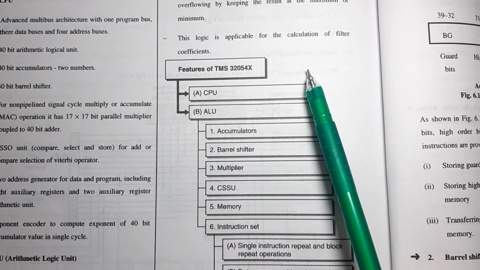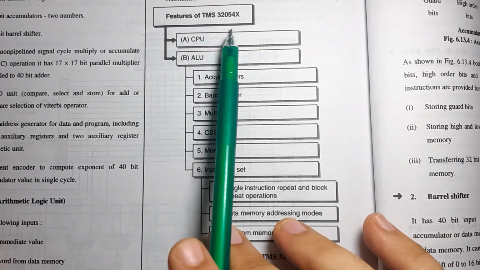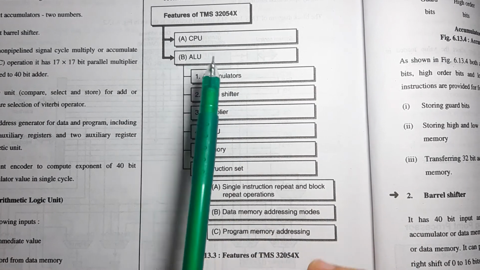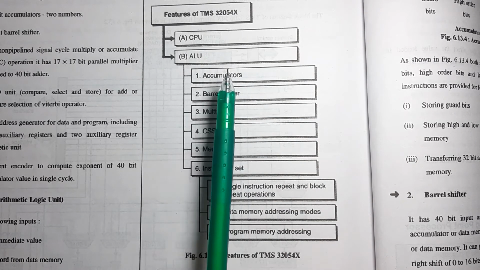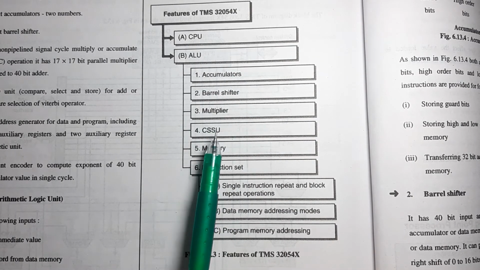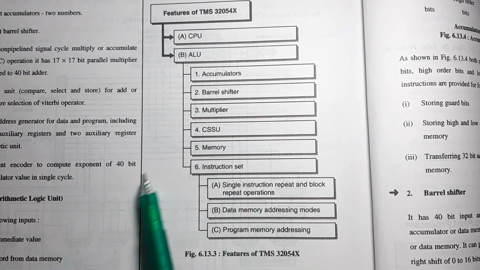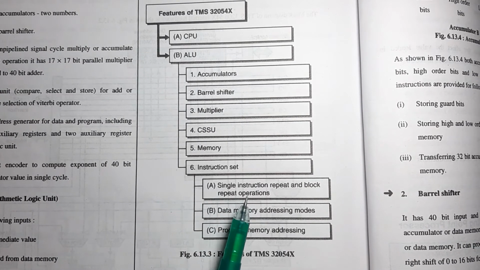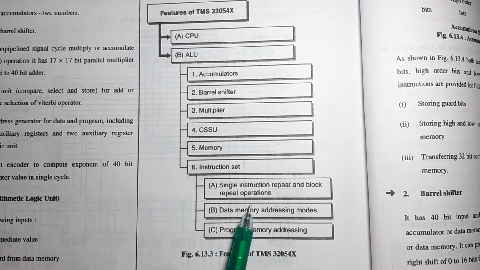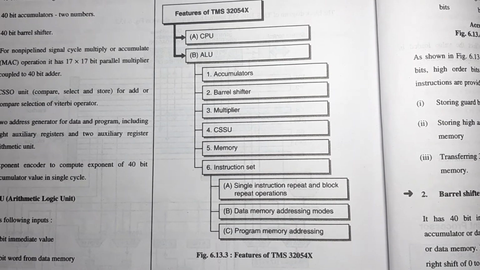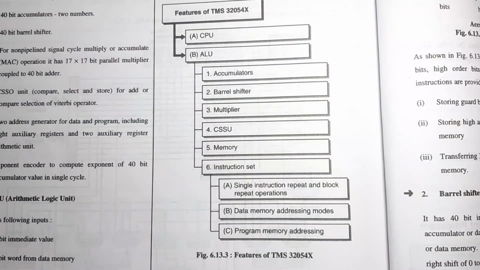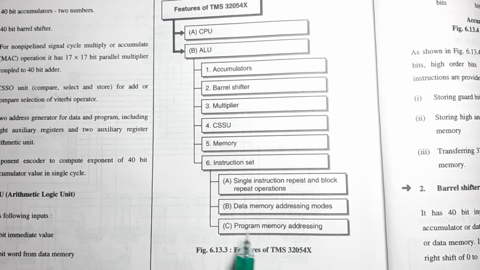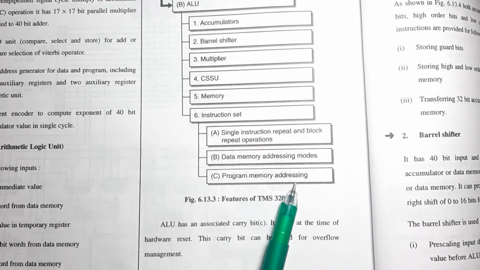So, the features of the TMS320C54x series are divided into CPU and ALU. The ALU has certain points such as the accumulators, barrel shifter, multiplier, CSSU, memory and instruction set. Then this instruction set is again divided into three sections: single instruction repeat and block repeat operations, data memory addressing modes, and program memory addressing. We'll study each and every one of them in detail.